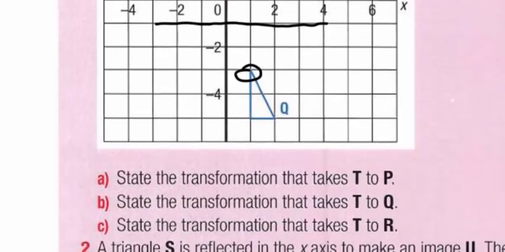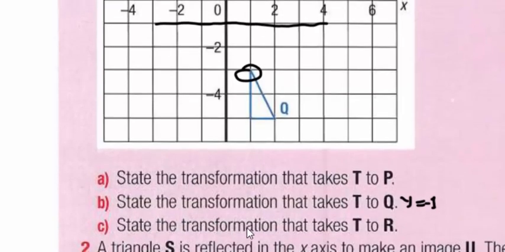To describe this transformation, we say it is reflection. And whenever you say reflection, you have to mention the mirror line. The mirror line is y equal to -1. Y is equal to -1 is the mirror line for this reflection that takes T to Q.